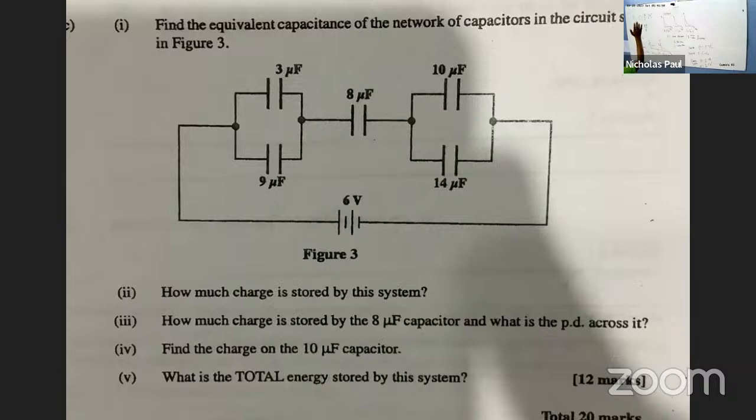Pairs, what is it? Two of them there. That is 10 microfarads on 40.